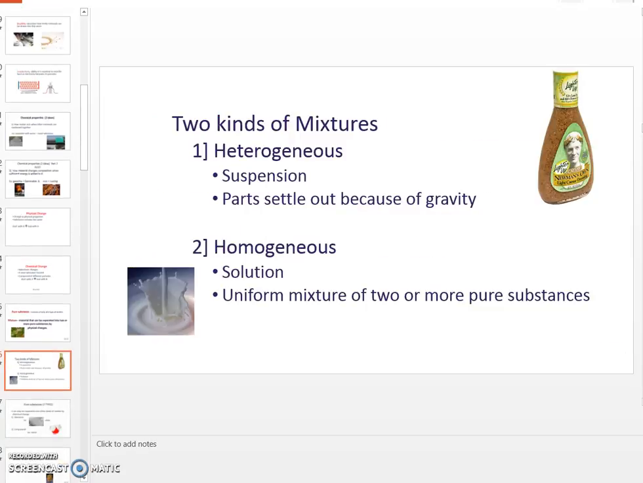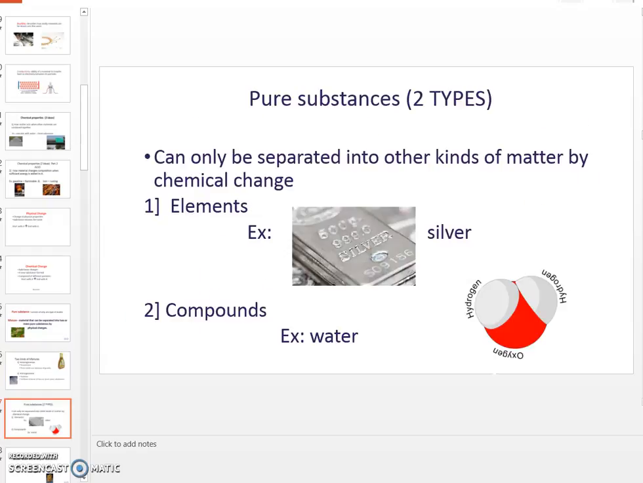But there are two kinds of mixtures, heterogeneous and homogeneous. With heterogeneous, you have parts that you can see, and they do settle out because of gravity, like that Paul Newman salad dressing. We call that a suspension. Homogeneous, on the other hand, is a solution. It's a uniform mixture of two or more pure substances. So in other words, things are spread out evenly. That's what we mean by uniform.